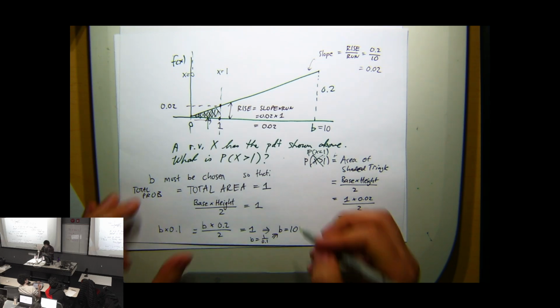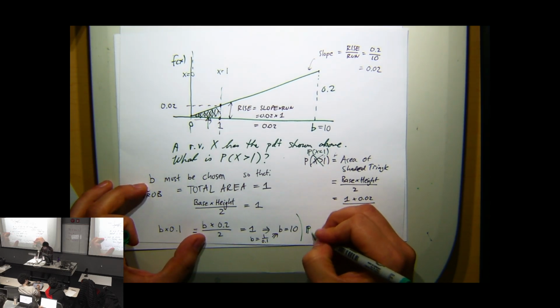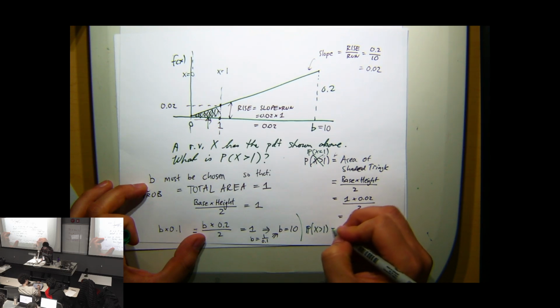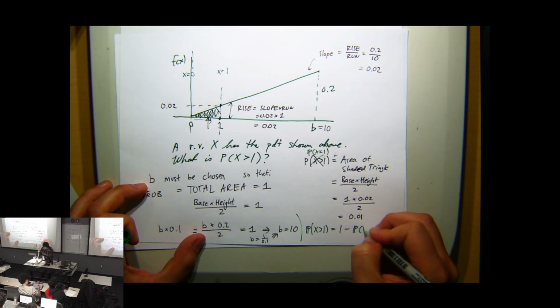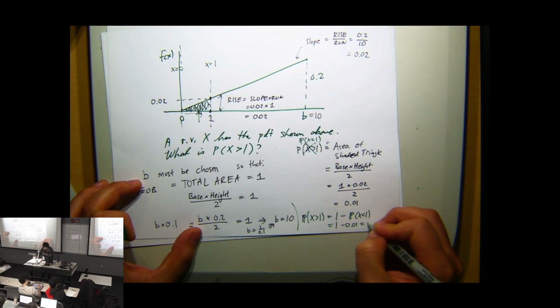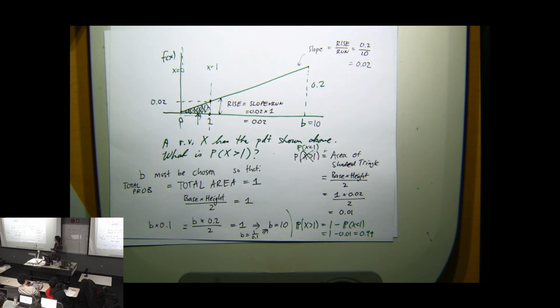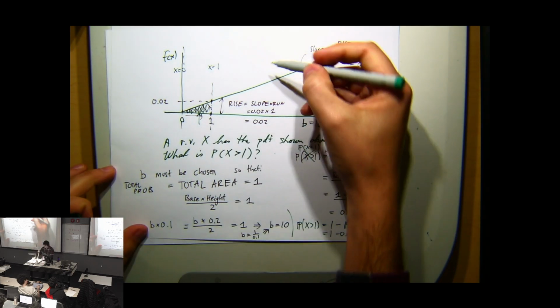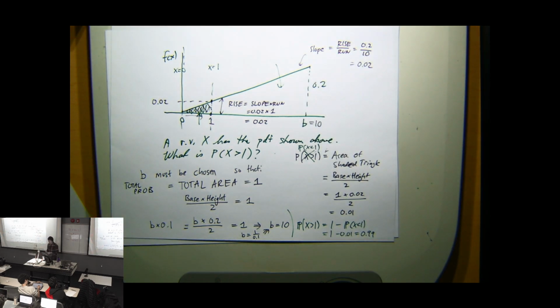And now I find out what I actually want by doing a reverse route. X greater than 1 is 1 minus the probability x is less than 1, also known as 1 minus 0.01, is 99%. Okay. That's the area of everything else. That's all this area. But I didn't know the formula for the area of a trapezoid, so I used 1 minus the area of a triangle. Okay. Questions or comments?